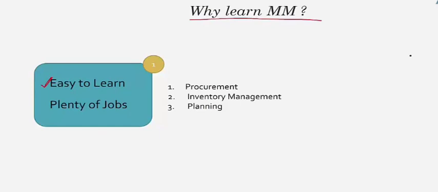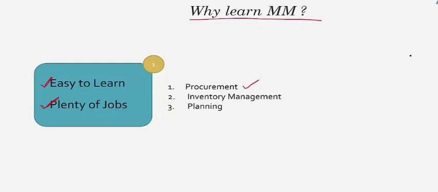And of course, MM has plenty of jobs. Now, every company needs procurement. Even service companies need to buy. For example, take Deloitte. It's a service company, but it still needs to purchase. It purchases services, it purchases servers, it purchases rental space. Every company needs to procure. And procurement comprises of the bulk of MM, material management.